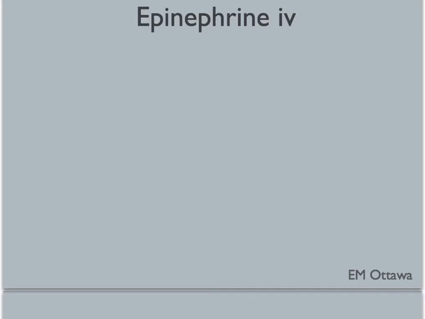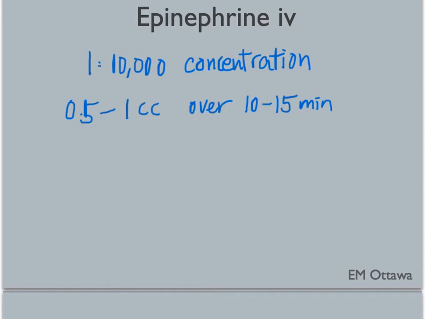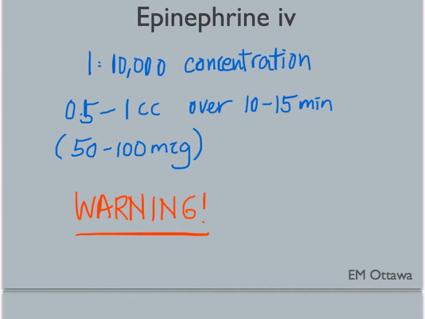If we're using epinephrine, we often use a 1 in 10,000 concentration as an infusion. The dose is 0.5 to 1 cc over about 10 to 15 minutes. That translates to about 50 to 100 micrograms of epinephrine. Be careful what kind of epinephrine you order. There are 2 concentrations of epinephrine available. Do not give the more concentrated, the 1 in 1,000 one, intravenously.